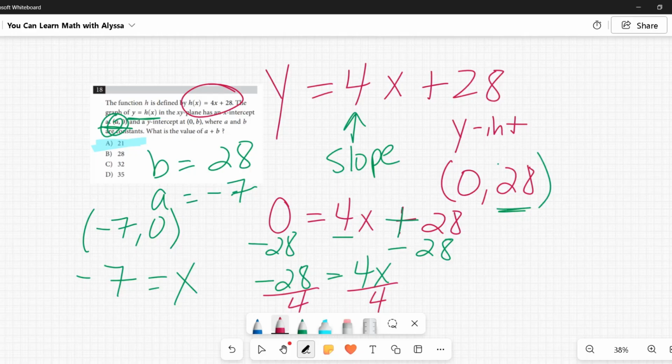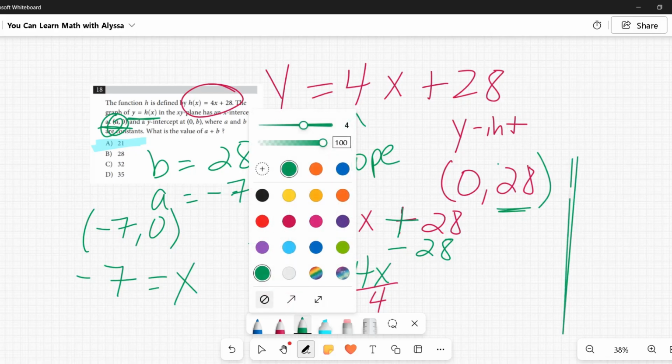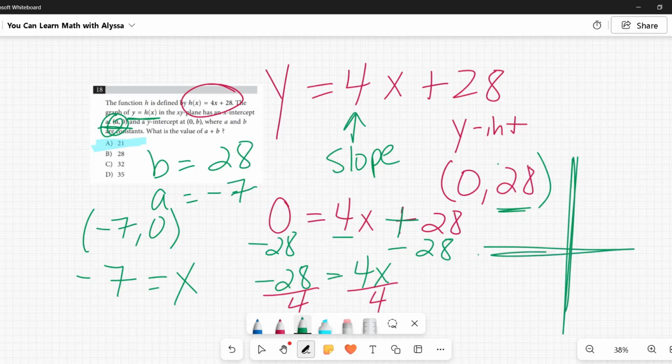Those are our priorities. So we absolutely could put this in a graphing calculator and look for, let's say if it looks something like this, the places where it crossed the x and y axis, get those numbers, and then add them together, a and b, as directed, and we would get 21.